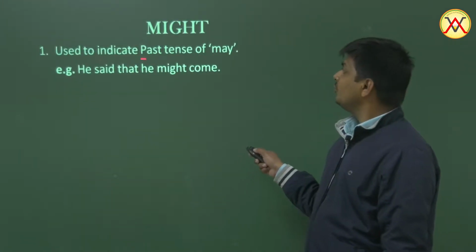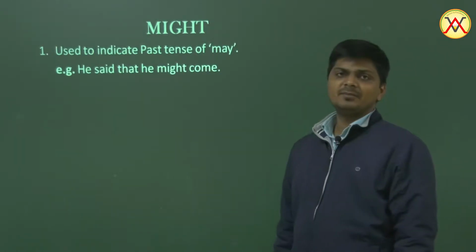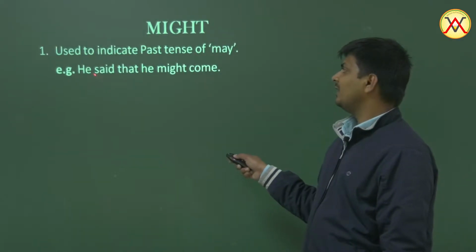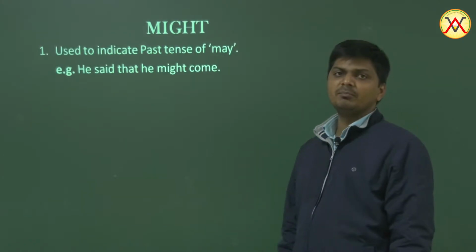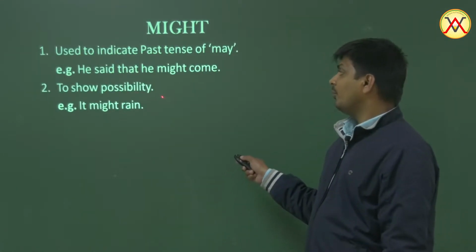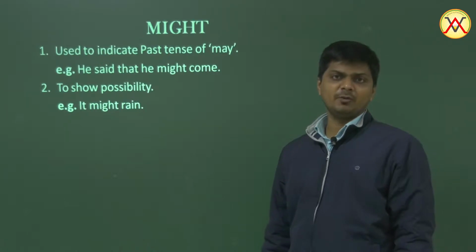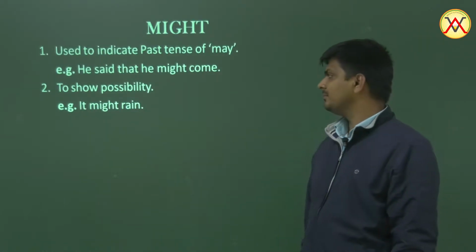Might. Used to indicate past tense of may. He said that he might come. Said is past tense, so we are using might, not may. To show possibility, it might rain. Well, it shows less possibility than may.